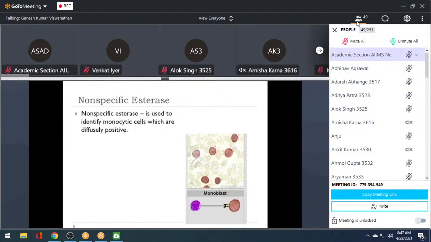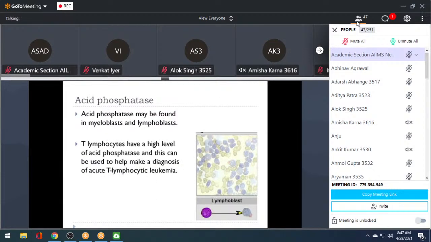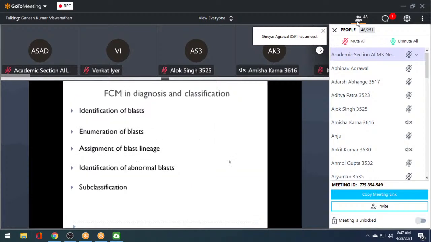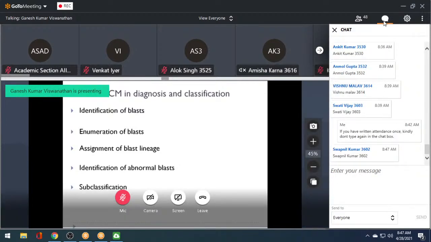Sudan black is a similar type of stain. And another type of special stain or cytochemical stain is non-specific esterase. Non-specific esterase is present within the monocytic cells. So if it is positive, it is AML, M4 or M5, where you can see monocytic blasts or monoblasts. Acid phosphatase is present typically in T lymphoblastic leukemia. So you can see this reddish dot-like structure within the blast. So mainly you do MPO to say whether it is a myeloid or a lymphoid lineage, and NSE to say whether it is a monocytic or non-monocytic lineage.